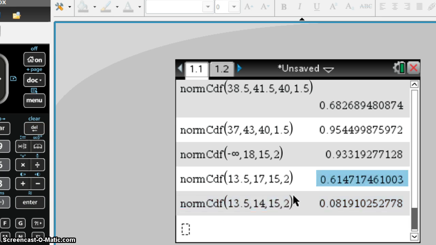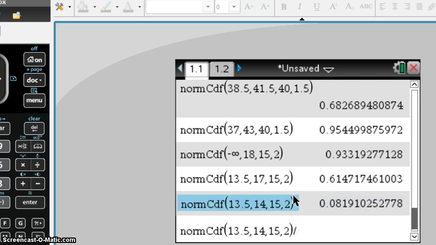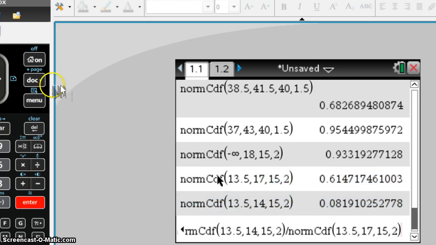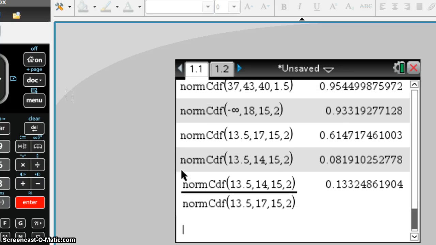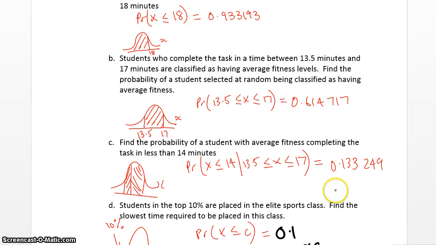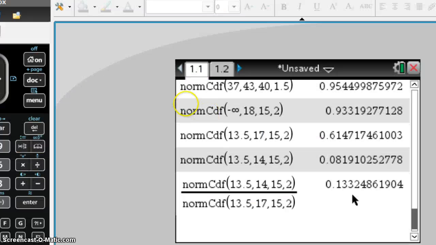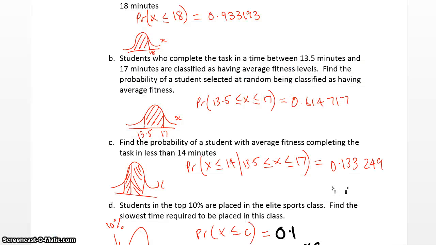I'm actually going to do it a slightly different way anyway. I'm going to say that divided by this, and I don't need to push Control Enter because it always gives me a decimal anyway. So it ends up being 0.133. So 13% of the average fitness people actually complete it bigger than 13.5, less than 14. Okay, that doesn't mean that people who finish at less than 14 minutes are actually 13%, because that's only true for the people with average fitness levels.